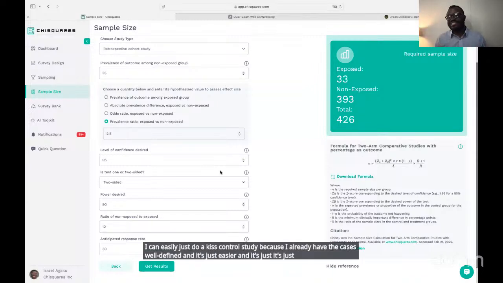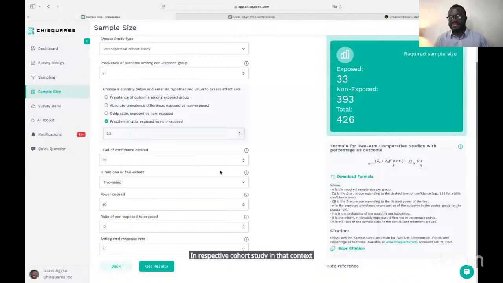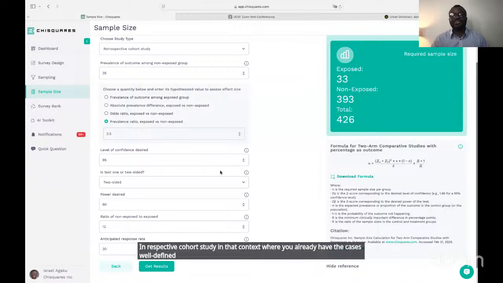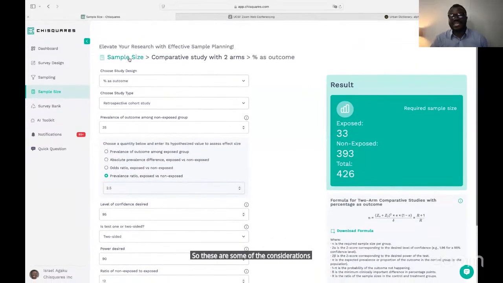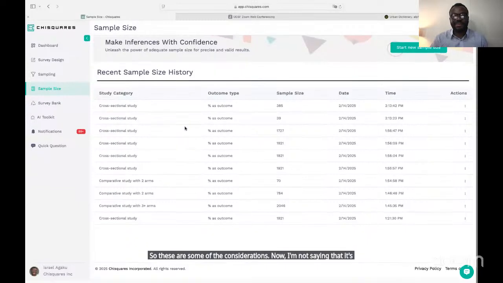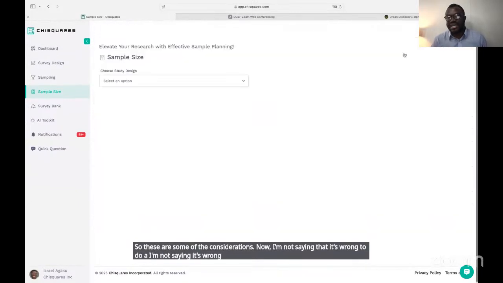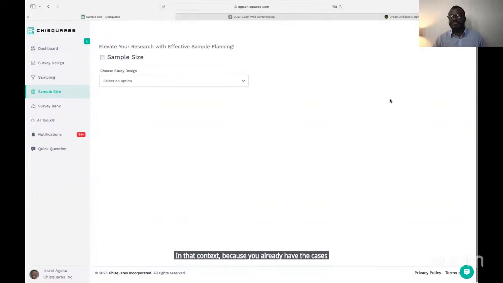Unless you like to suffer, there's no explanation for why you would want to do a retrospective cohort study in that context, where you already have the cases well defined and in your hand. So these are some of the considerations. Now, I'm not saying that it's wrong to do a retrospective cohort. I'm just saying that it's not efficient in that context because you already have the cases in hand.